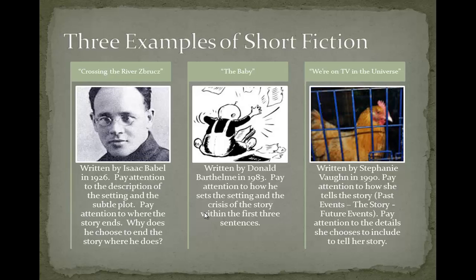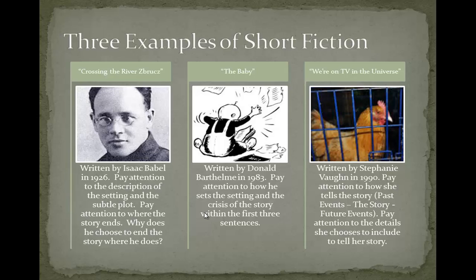I want you to pay attention to how he sets the setting and the crisis of the story within the first 3 sentences of the story. We know exactly what's going on, and we think that the speaker is just more and more crazy in his parenting tactics, right, as the story moves on. It's important to watch how he does this because he's writing in an extreme, but he's pulling it off, okay? The last story that we look at, and these first two are very short.